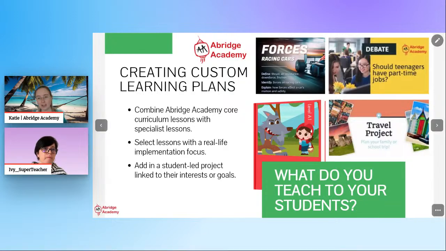Depending on their goals, I really like doing a lot of project-based learning as well. So adding in student-led projects that are linked to their specific interests or goals. If they're looking to travel, for example, a travel-themed project. I've had a lot of students who are moving to English medium schools and they want to do a science project where they write up a scientific report and do their own little experiment. Similar to what they do in school, but more focused on academic English skills.